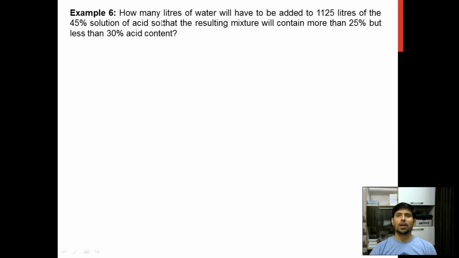Example number 6. How many liters of water will have to be added to 1125 liters of the 45% solution of acid so that the resulting mixture will contain more than 25% but less than 30% acid content? Now what we will do here? You can see here how much water will be added. So we know that the concentration of water is 0% because water is neither acidic nor basic in character. So we are assuming that its concentration is 0%. So we will let x liters of water be added to this.